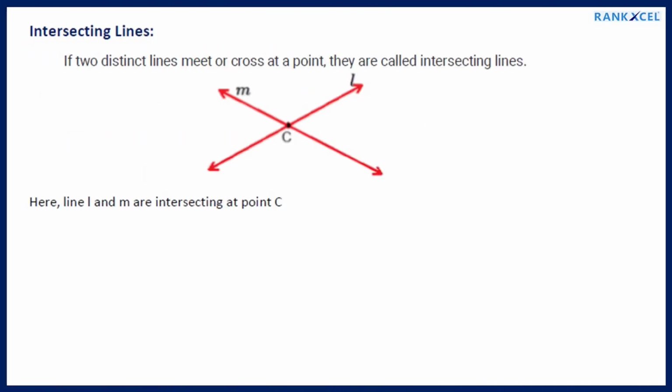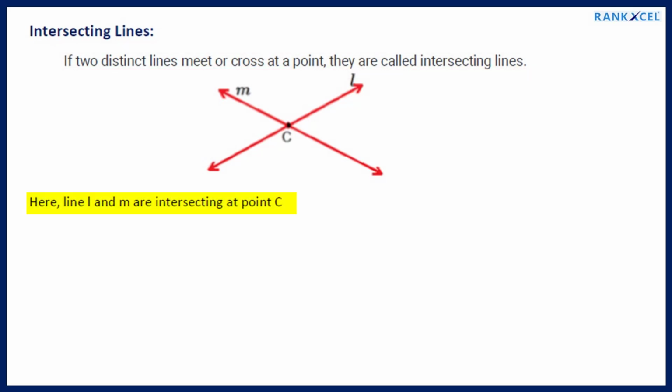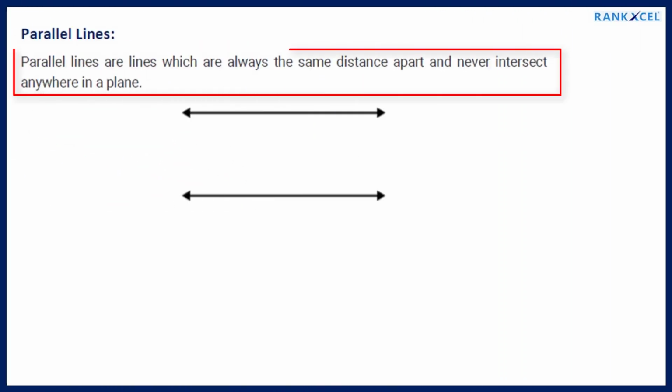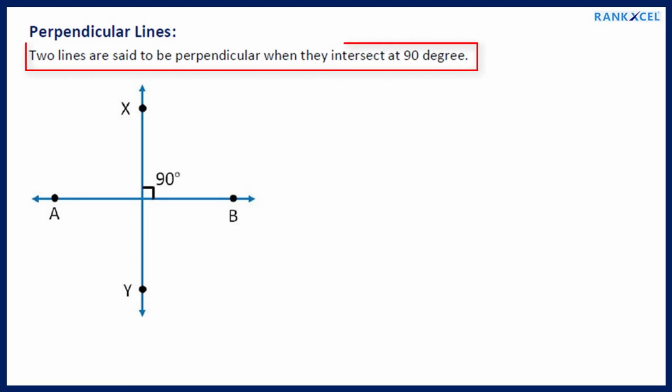Intersecting lines. If two distinct lines meet or cross at a point, they are called intersecting lines. Here, lines L and M are intersecting at a point. Parallel lines. Parallel lines are lines which are always the same distance apart and never intersect anywhere in a plane. Perpendicular lines. Two lines are said to be perpendicular when they intersect at 90 degrees.